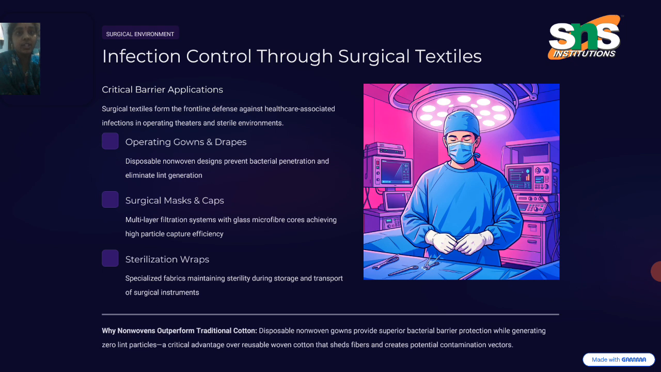infection control through surgical textiles: critical barrier applications, operating gowns and drapes, surgical masks and caps, sterilizing wraps. Those are the main concepts of infection control through surgical textiles.